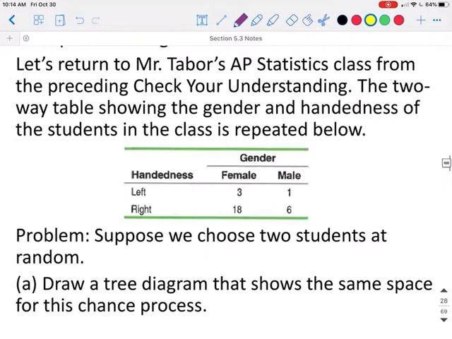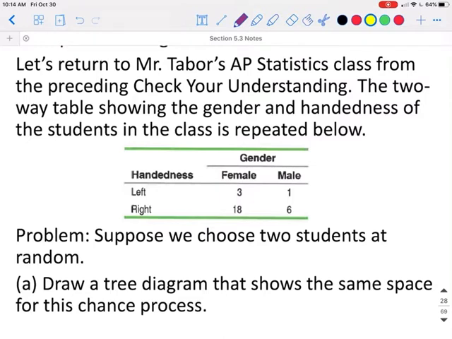Let's return to Mr. Tabor's AP Statistics class from our previous Check Your Understanding. The two-way table shows the gender and handedness of students in the class and is repeated below. So suppose we choose a student at random. Draw a tree diagram that shows the same sample space for this chance process.